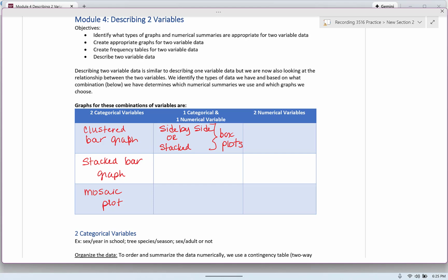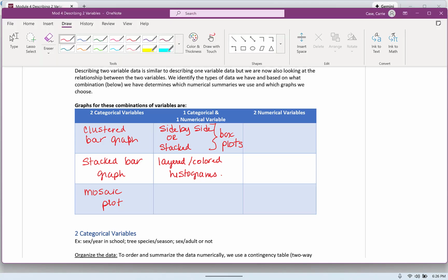Then we could also use layered or colored histograms. I don't particularly like those. So what happens here is we stack histograms on top of each other, but they have to be different transparencies and different colors, and it makes them very difficult to see. Let me change colors here.